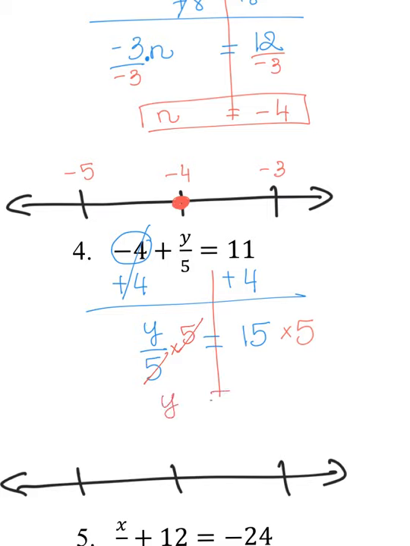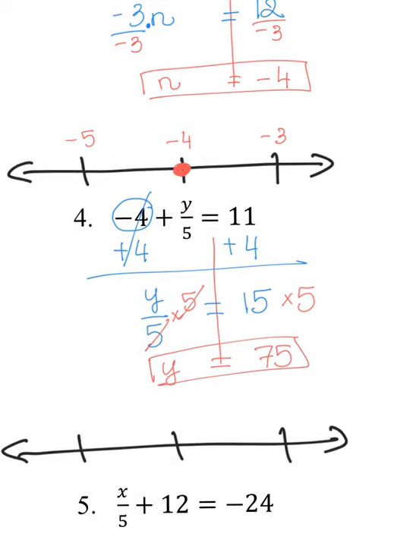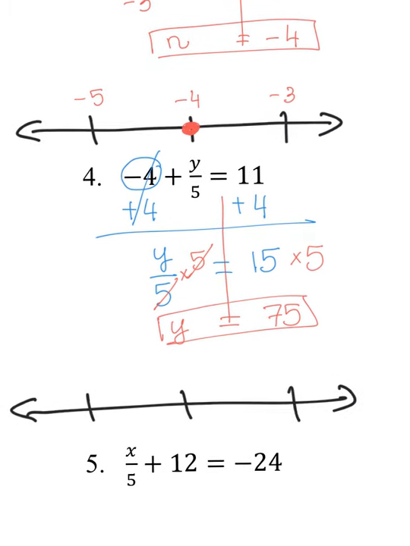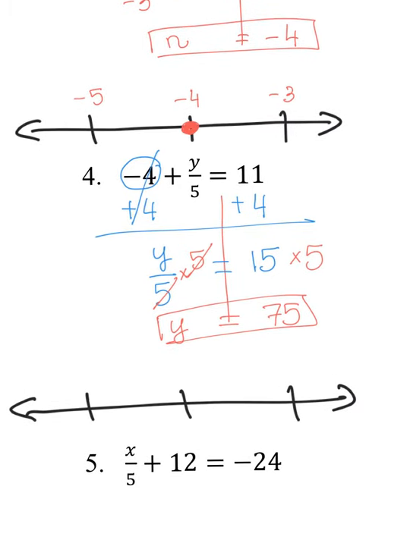So 15 times 5 is 75. So what is the number that is greater than 75? 76. What is the one that's smaller than 75? 74. So I'm going to put a dot at 75.